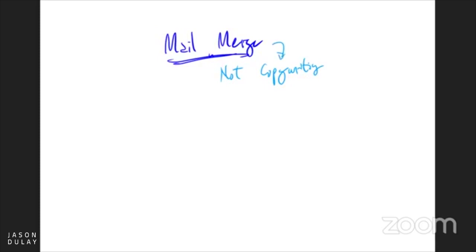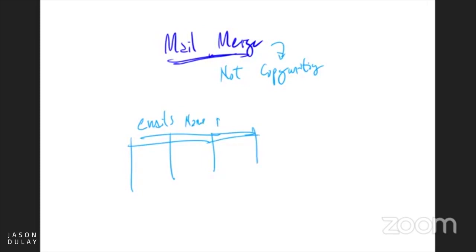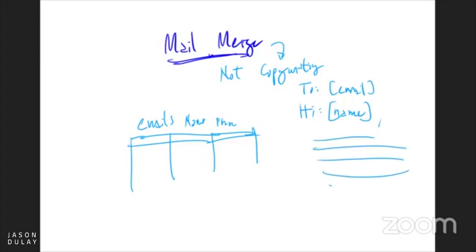Mail merge is when you have a list of emails, and then you have the names, like in an Excel sheet, and then you have, let's say, their phone numbers. Then you send to each one, saying "Hi, name," where name is the field, and then you have the message here. What mail merge will do is send an email to every single person in your Excel sheet. You can do it in things like Outlook and other programs.